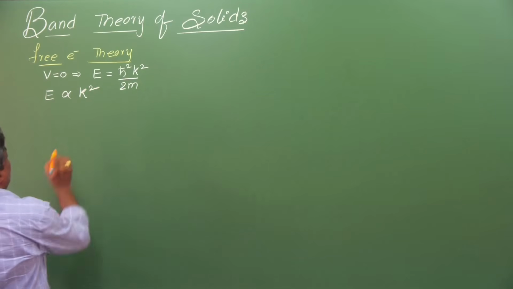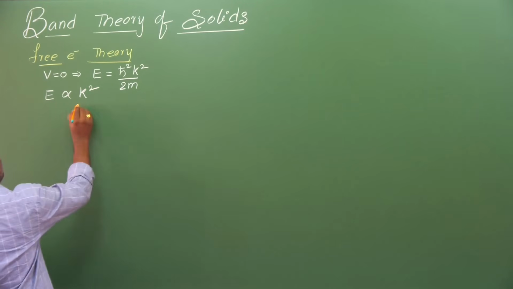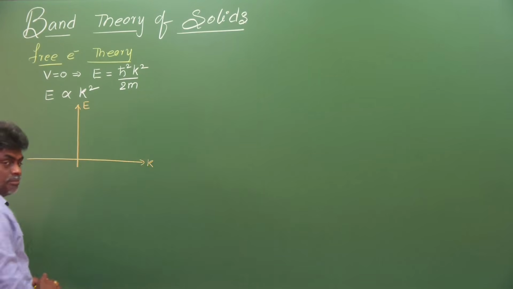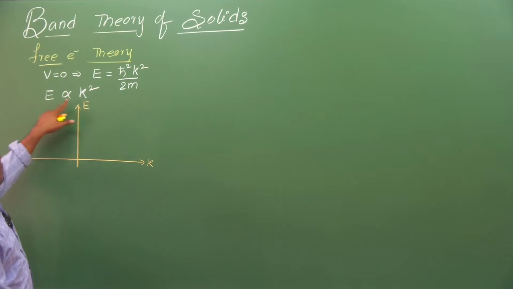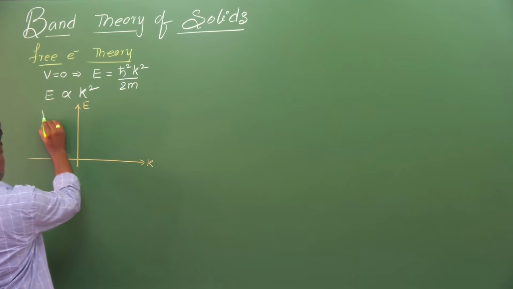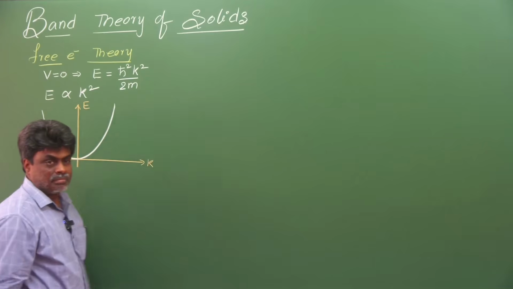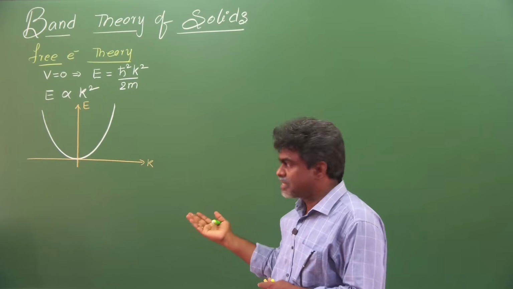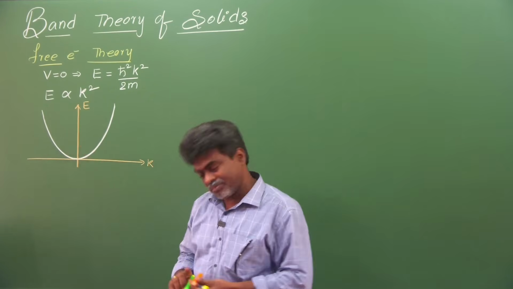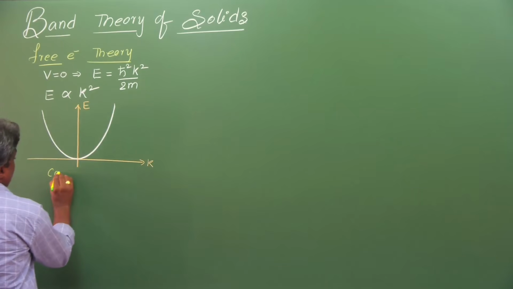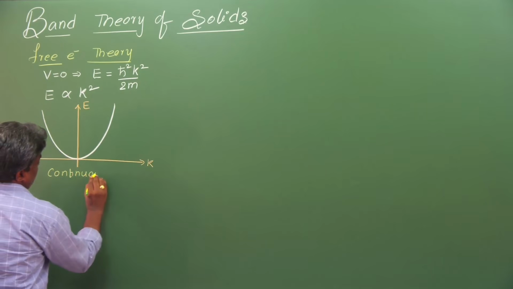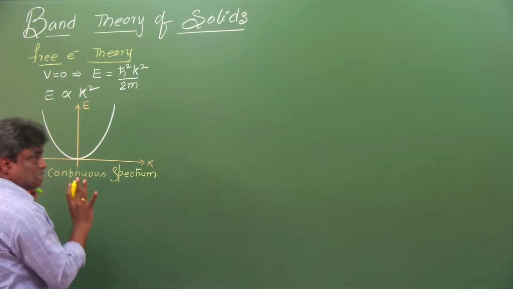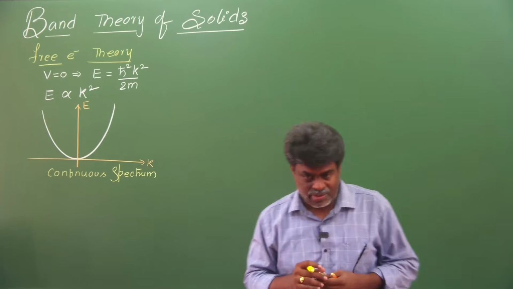Now I am taking the graph, energy versus k. This is the energy and this is the k I have taken. One thing is very clear, energy is proportional to k square means the curve is a parabola. Say yes or no? This is the curve we got. If you treat the electron as a free particle, is it a discrete spectrum or continuous spectrum? Continuous. So we got a continuous spectrum. Very nice. So these are the results of what we have done till now in the free electron theory.